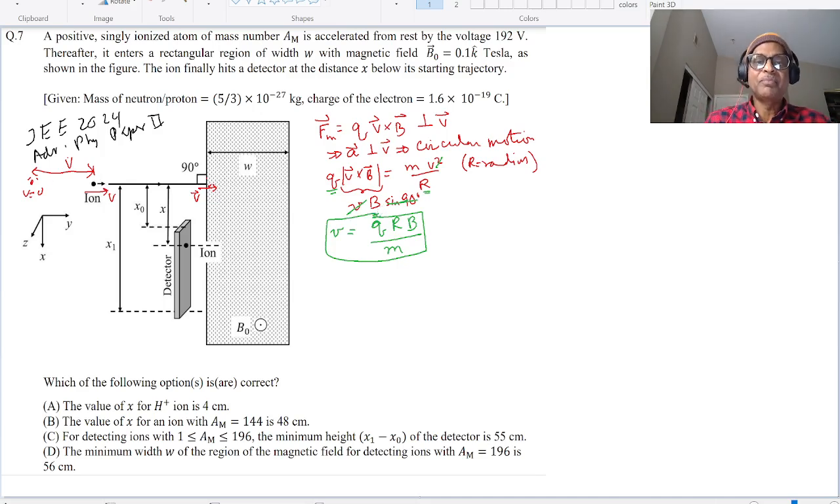Or you can write r equals m v over Q B. So it seems like it's going to do a circular motion with this radius. We don't know v yet, but if you know v, we can figure out this radius of the circle.